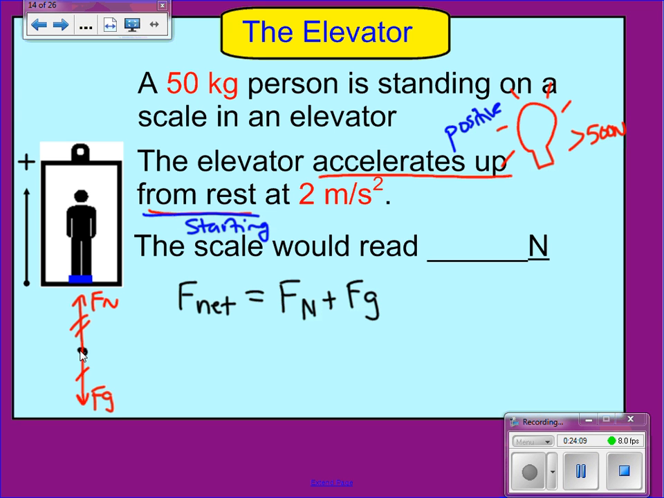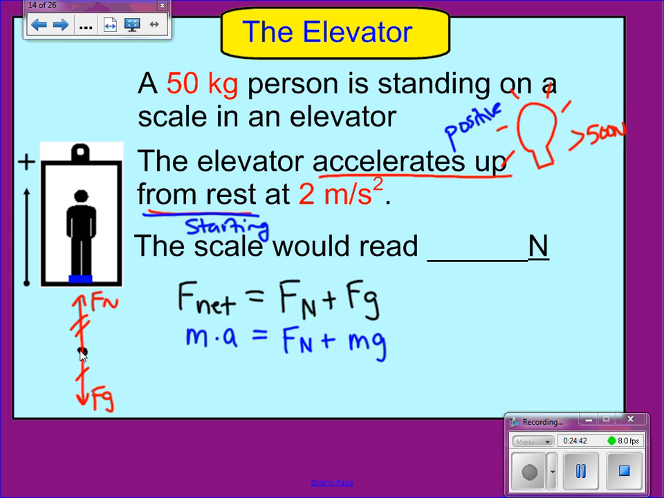Force net, what does that equal? Well, we learned that Newton's second law tells us force net is the same thing as mass times acceleration. That's equal to, does force normal break down into anything? No, it doesn't. So we're going to leave it force normal, plus force gravity. What is that? Well, it's m times g, right? That is force gravity. So I just rewrote the same equation, but I plugged in some variables that we know. Now I'm going to plug in numbers.